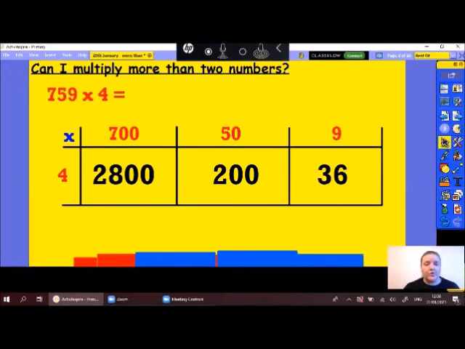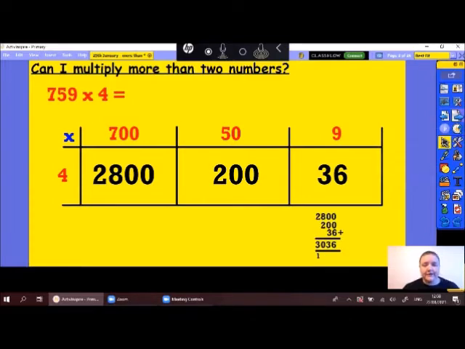So once you've got all of those parts of the calculation, you then need to add them together. So the final answer that we've made is 3,036.